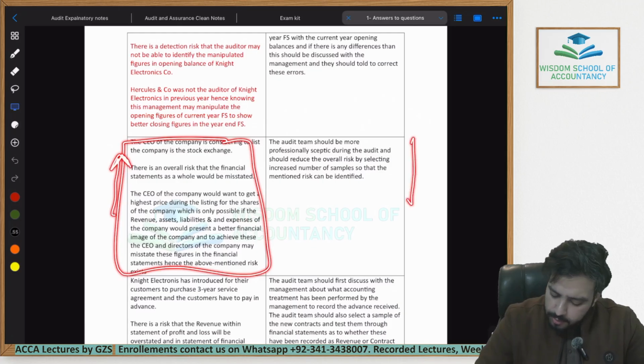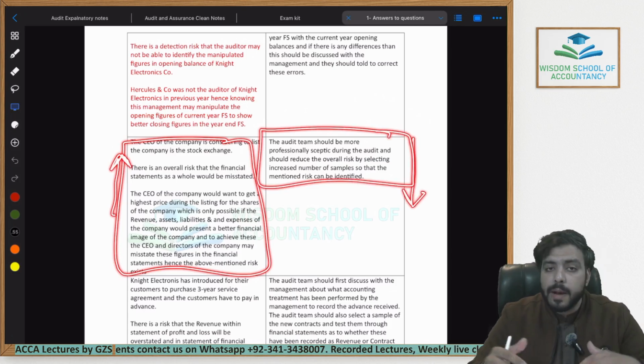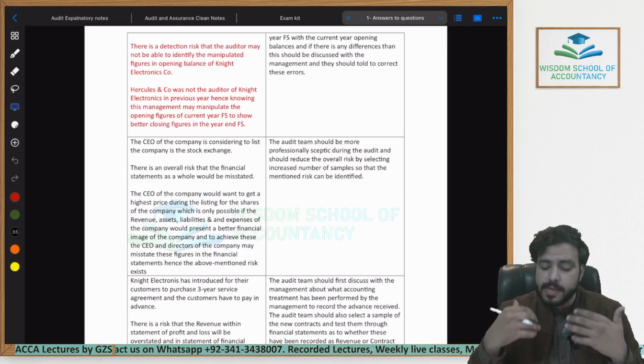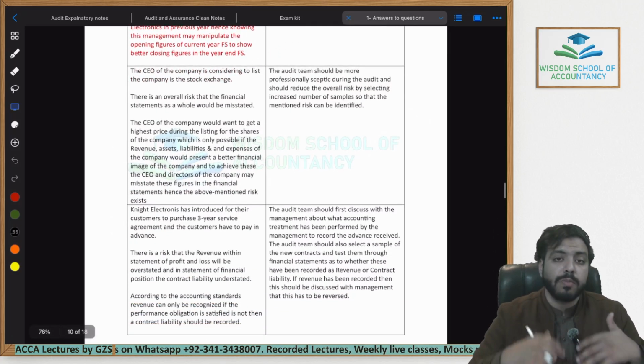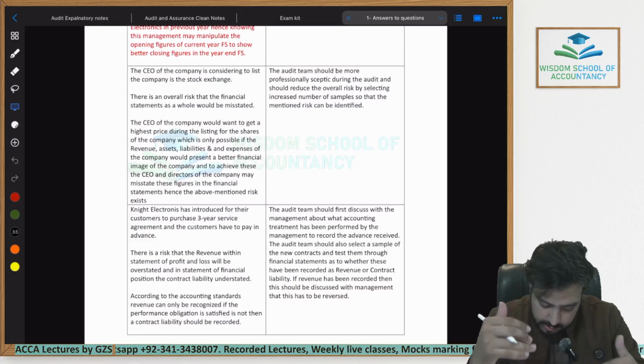So the auditor now will have to reduce the detection risk. How? By selecting more samples and becoming more professionally skeptic during the audit. Do not trust anything during the audit. This means more professionally skeptic. Testing out more things, testing a huge number of samples during the audit. This means you are reducing the detection risk.